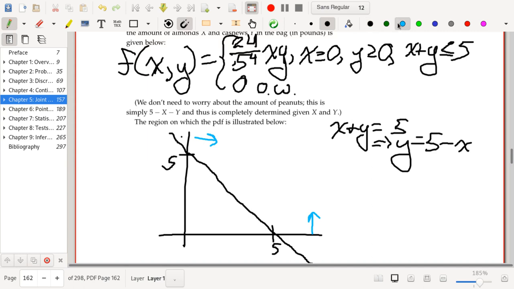And we need to be less than or equal to 5, so we need to be less than or equal to this line. So that's going to be this direction. In the end, the region that we end up shading, that represents the region over which this probability density function is positive, is this triangular region here.